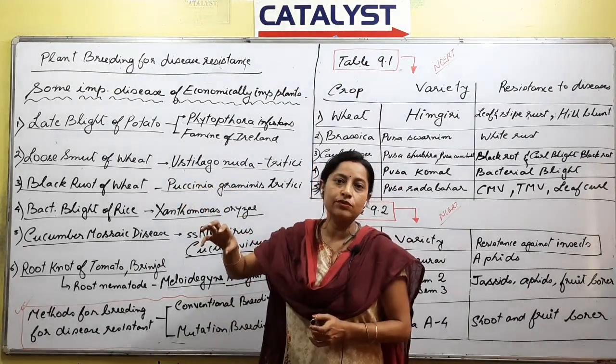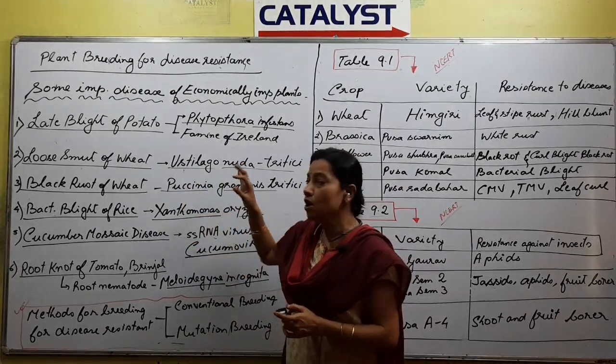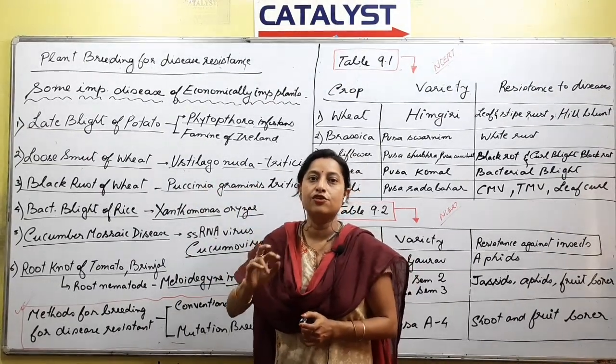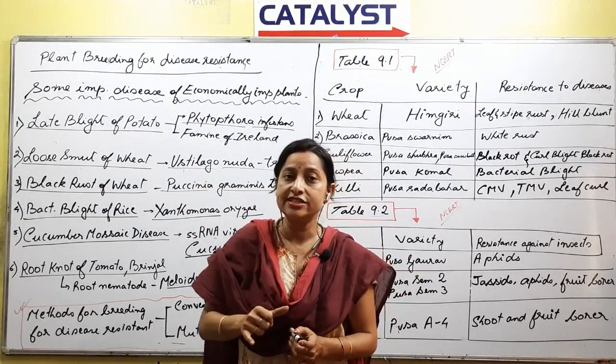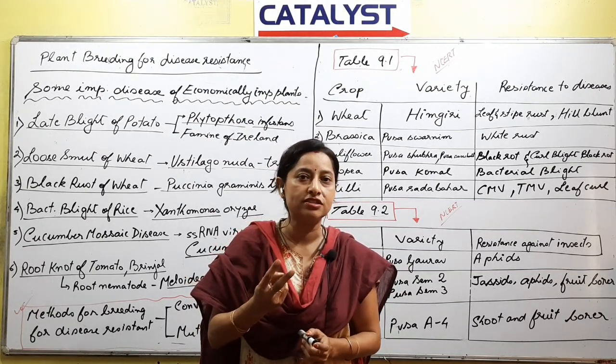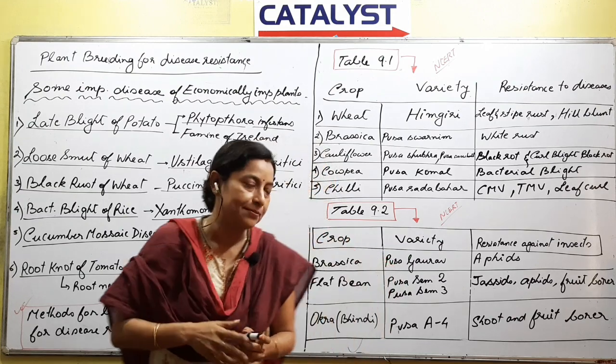Black rust of wheat, who causes it? Puccinia causes it. One point of Puccinia that you need to know is that it is an example of a heterogeneous fungi. What is a heterogeneous fungi? A fungi that completes its life cycle in two hosts. That is what is called as a heterogeneous fungi.